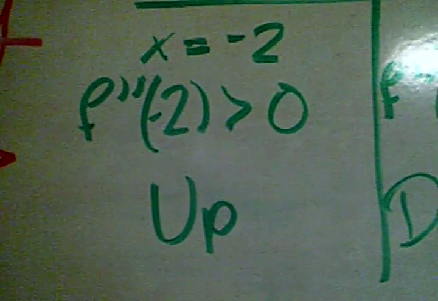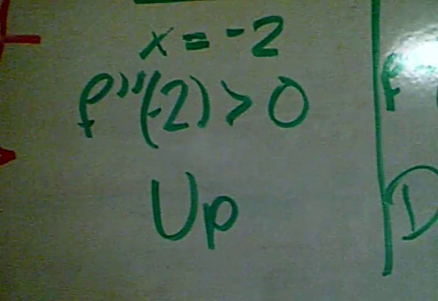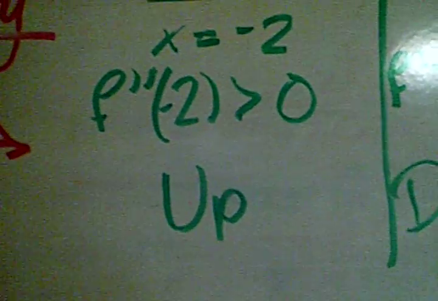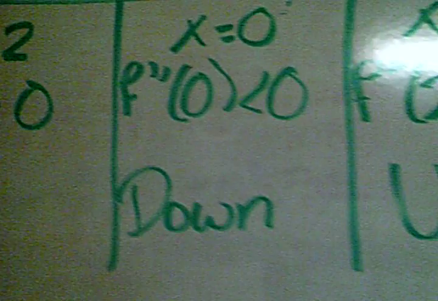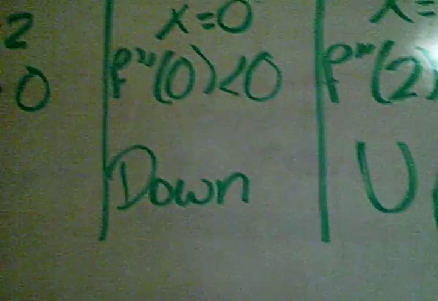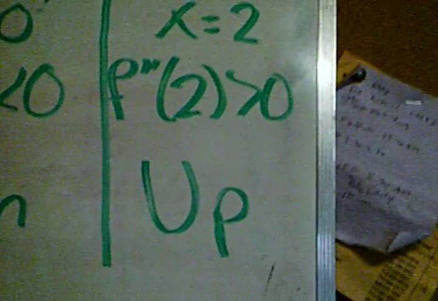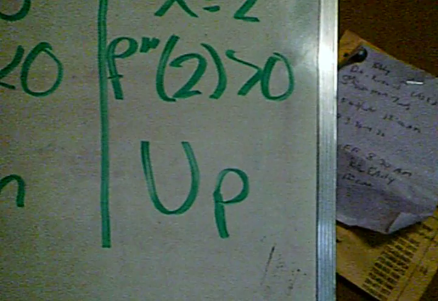Substituting it into the second derivative, I have that the result is greater than 0, so it's concave up. For this one, I chose 0, and the result was less than 0, so it is concave down. And for this, I chose 2, and the result was greater than 0, so it is up.